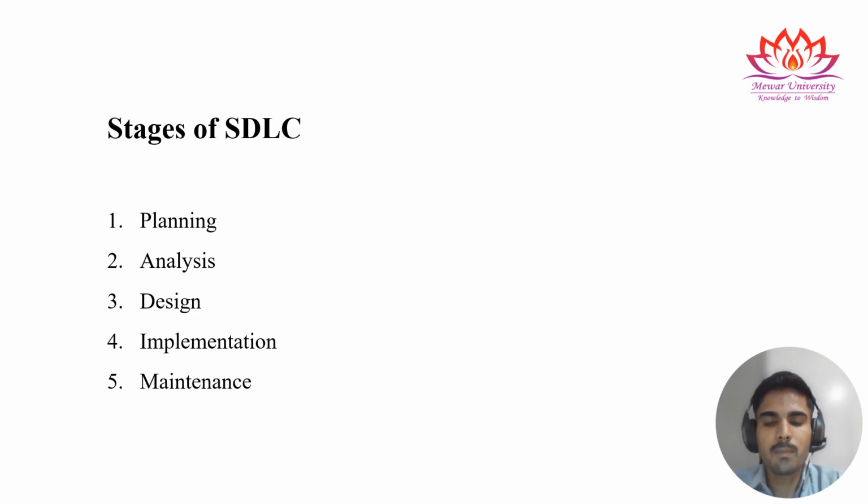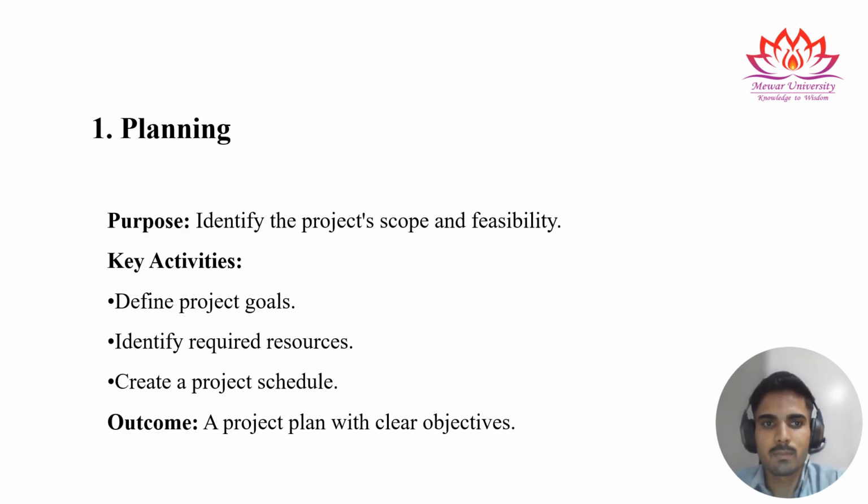Stages of the System Development Life Cycle. So the first stage of SDLC is planning, second is analysis, third is design, fourth is implementation, and fifth is maintenance. So let's discuss all the stages of SDLC one by one.